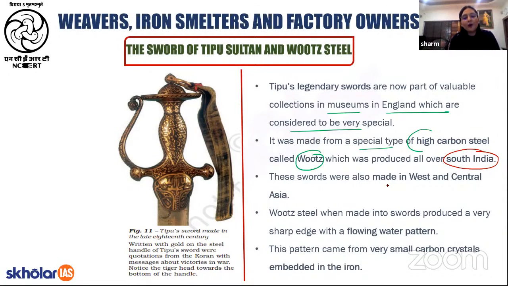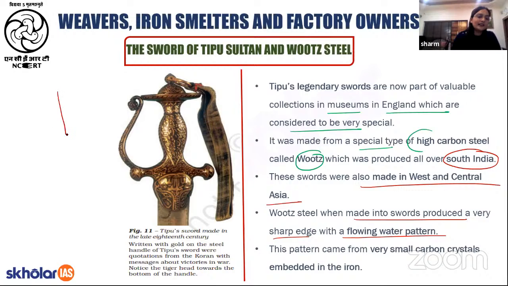Now, these swords were also made in Western and Central Asia. And these steels, when made into a sword, produced a sharp edge with a flowing water pattern. So basically, if suppose there is a sword like this, sorry for my drawing. Okay, so there was this flowing water pattern, and this was a result of the small carbon crystals that were embedded in the iron.